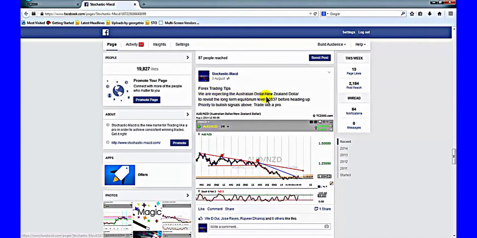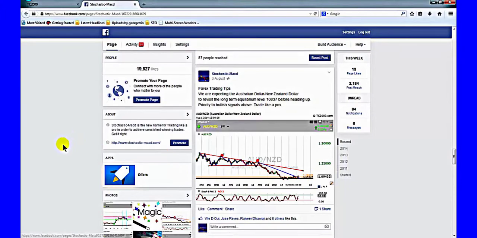We are expecting the Australian dollar, New Zealand dollar, to revisit the long-term equilibrium level of 108.37 before heading up. Because it's bullish, we wanted to retest the 108.37 level first before heading up. Priority to bullish signal above, trade like a pro. Here is the chart that I have here, 108.37. You can see the orange line on the chart.